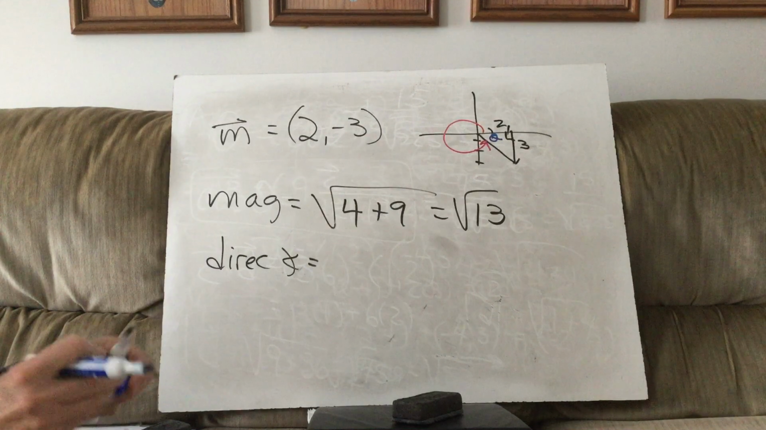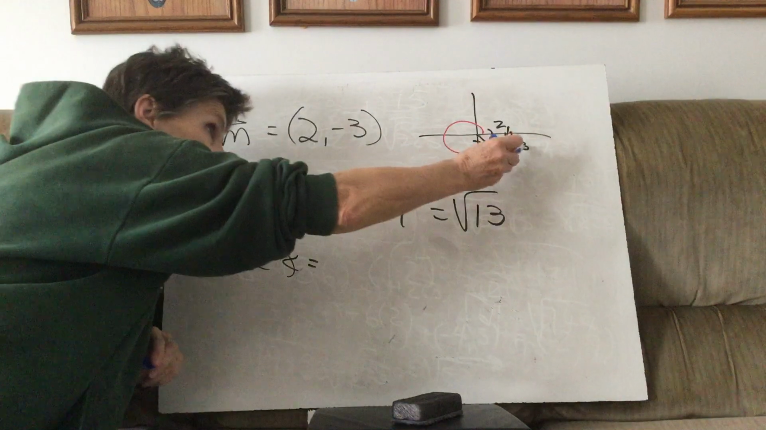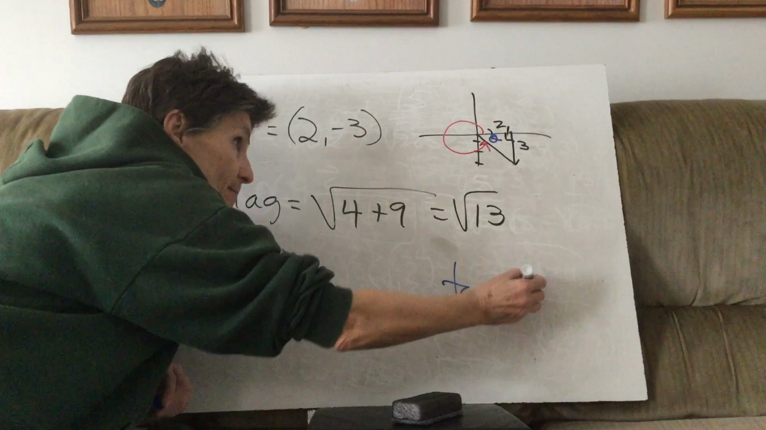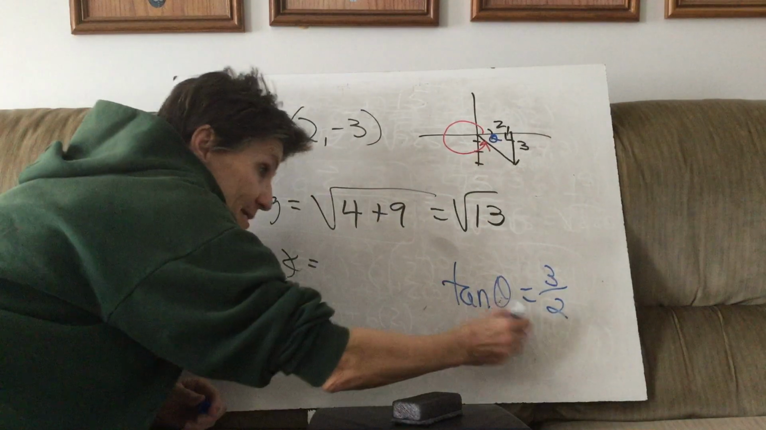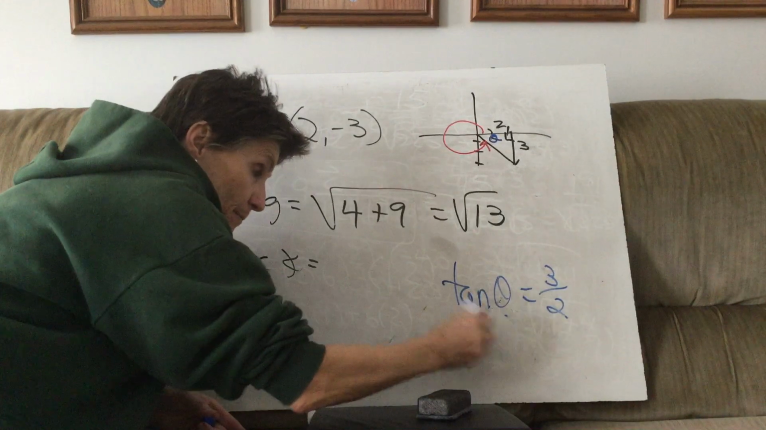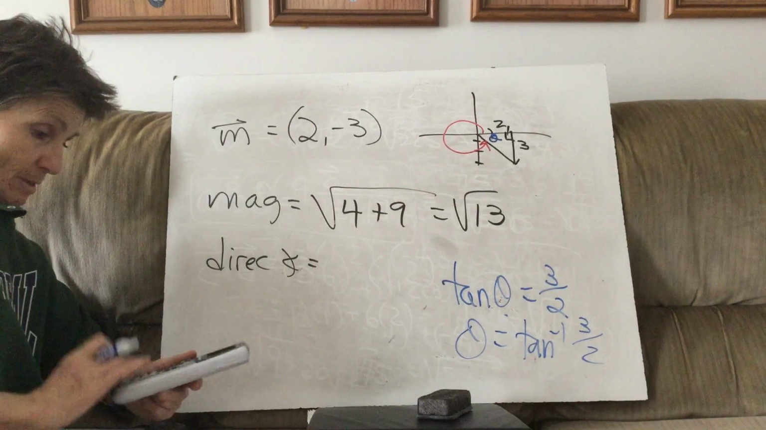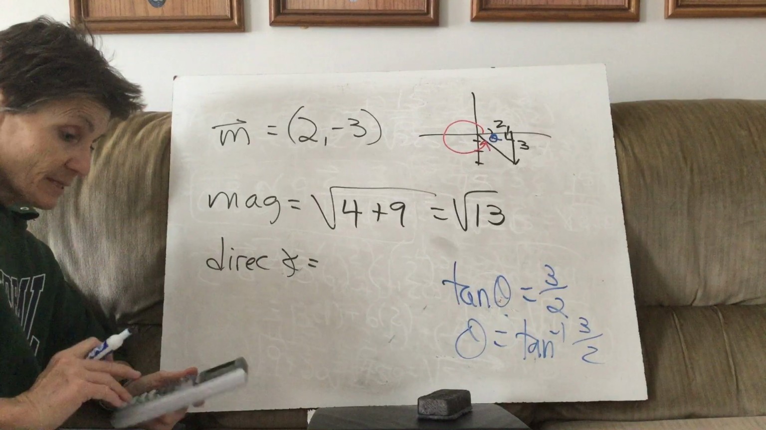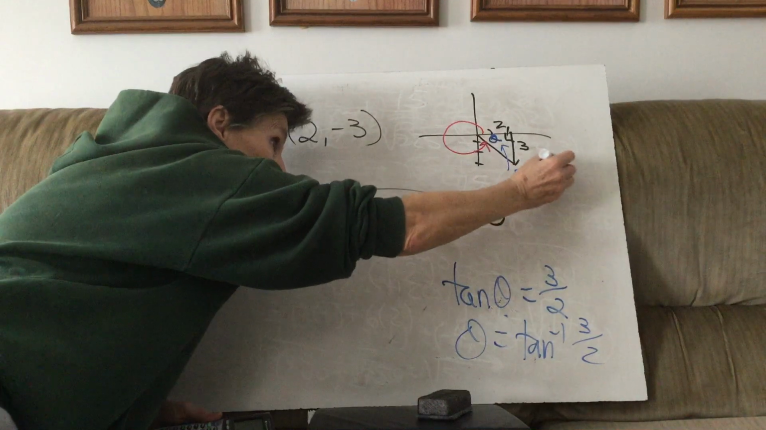Now, what do I know about my blue angle? Look at it. I know the opposite is 3 and the adjacent is 2, so I know that the tangent is 3/2. That means the angle itself is second tangent 3/2. So second tangent 3/2, 56.31. So that angle is 56.31 degrees.